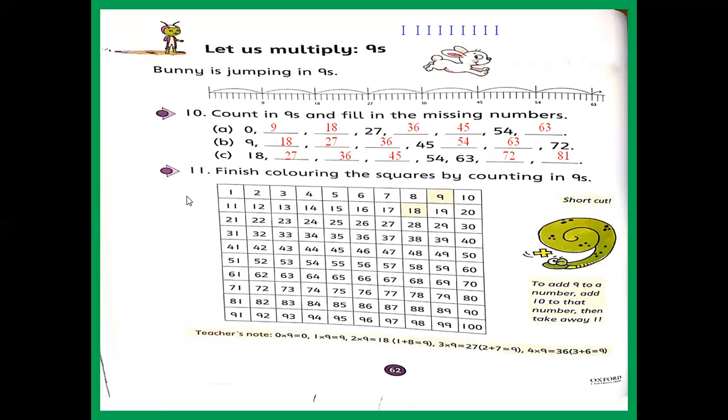You can write 9 ones are 9, 9 twos are 18, 9 threes are 27, 9 fours are 36, 9 fives are 45, 9 sixes are 54, 9 sevens are 63. Okay, so now finish coloring the squares by counting in 9, like page number 61. You color, and here we will count how many numbers. 9.